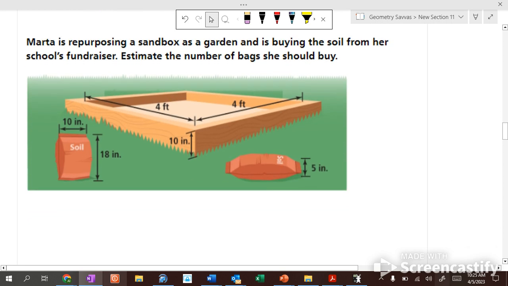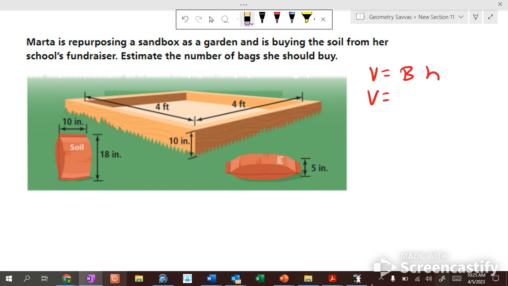Marta is repurposing a sandbox as a garden box, and she's buying soil from her school's fundraiser. Estimate the number of bags she needs to buy of soil to fill in her sandbox. Okay. So, what's the volume that she needs to fill in? Well, the volume is the area of the base times the height. What's the area of the base? 16, because it's 4 times 4. What's the height? 10, right? Wrong! Wrong, wrong, wrong. What's wrong with what we just did?